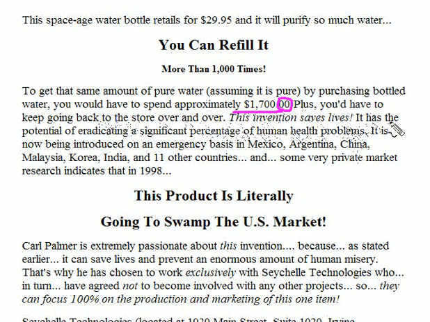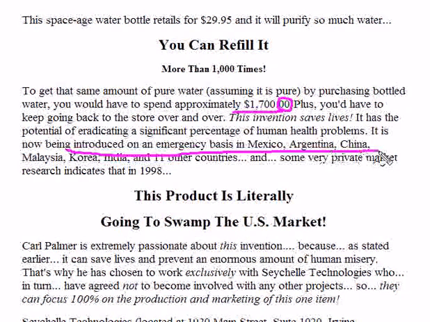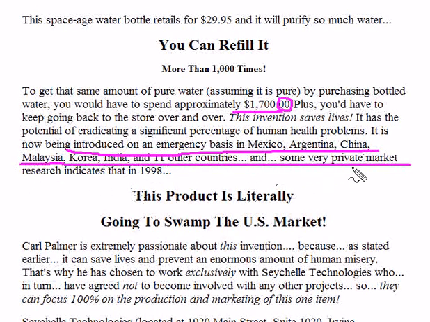This invention saves lives. It has the potential to eradicate a significant percentage of human health problems, and it is now being introduced on an emergency basis in Mexico, Argentina, China. So this is something that has already been tested, and everybody sees that it works. And some very private market research indicates that in 1980 this product is literally going to swamp the US market.